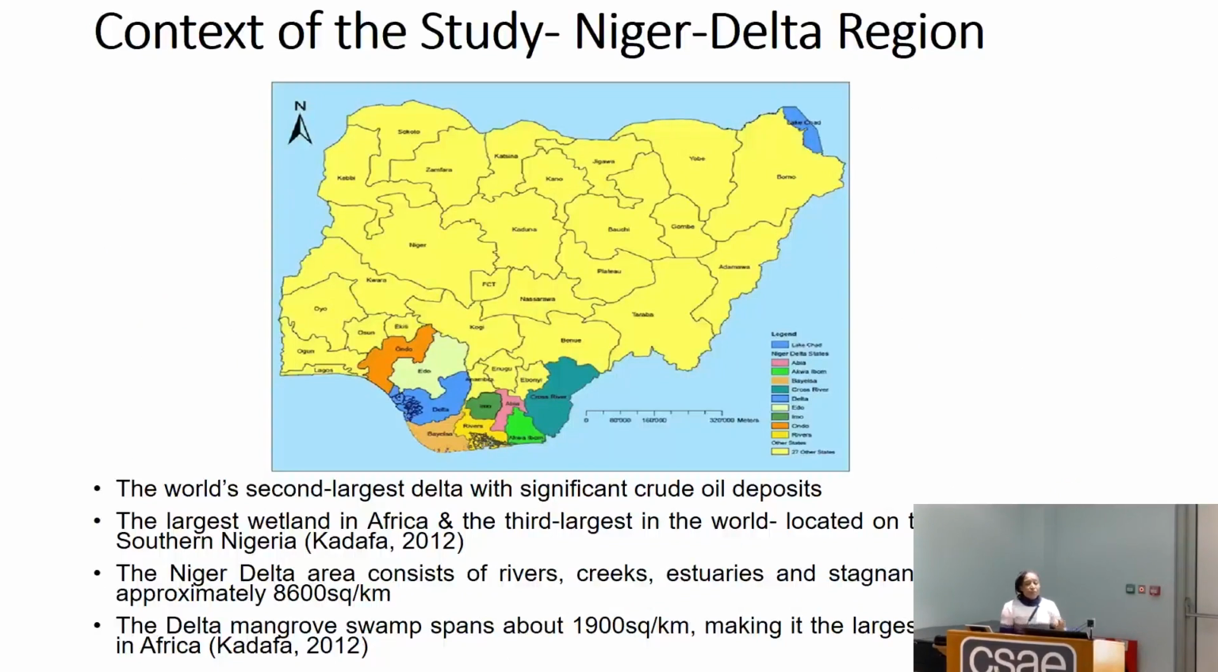The lower region of this map shows the area in the Niger Delta, while the other parts are the non-Niger Delta zone that do not experience extraction, drilling, or spillages. The world's second largest delta is actually in this Niger Delta, and it is the largest wetland in Africa and the third largest in the world, located on the Atlantic coast of southern Nigeria. The Niger Delta consists of rivers, creeks, estuaries, and stagnant swamps covering approximately 86,000 square kilometers. The delta has mangrove swamps that span about 1,900 square kilometers.